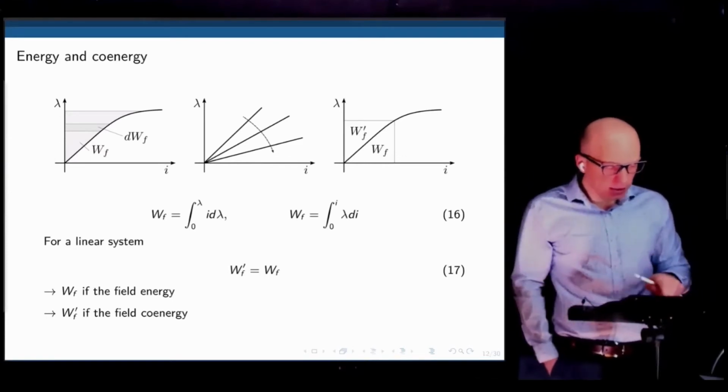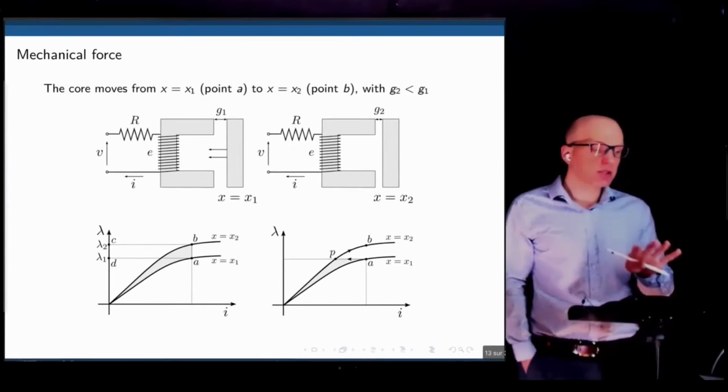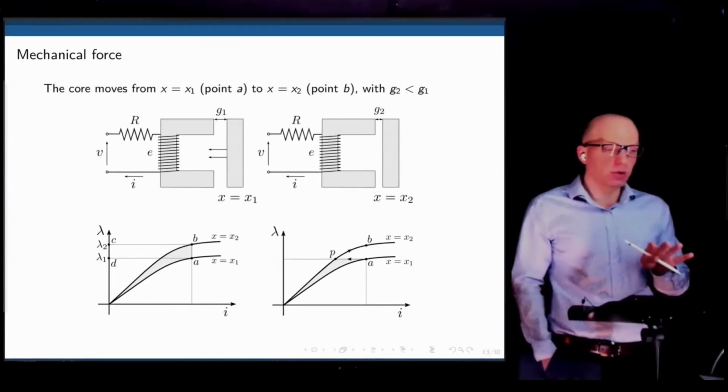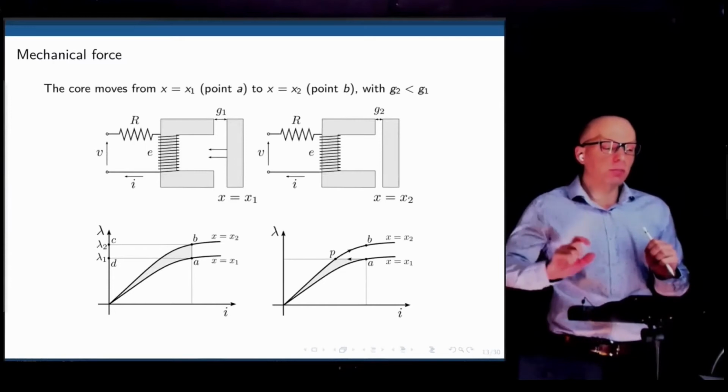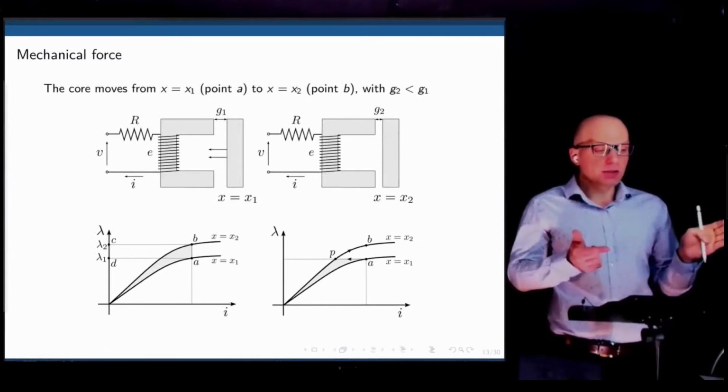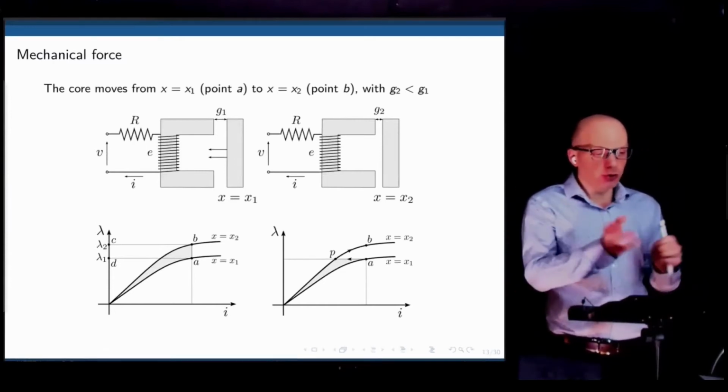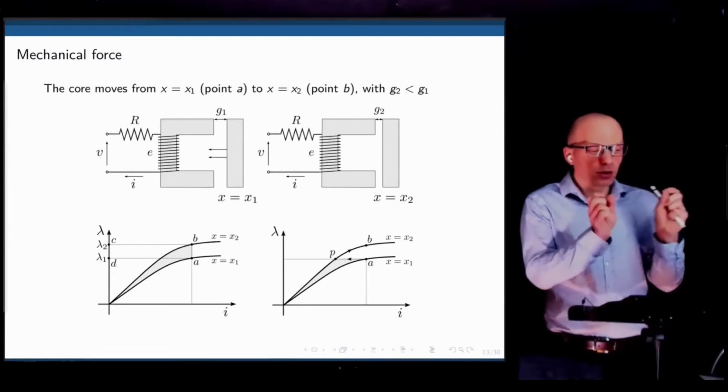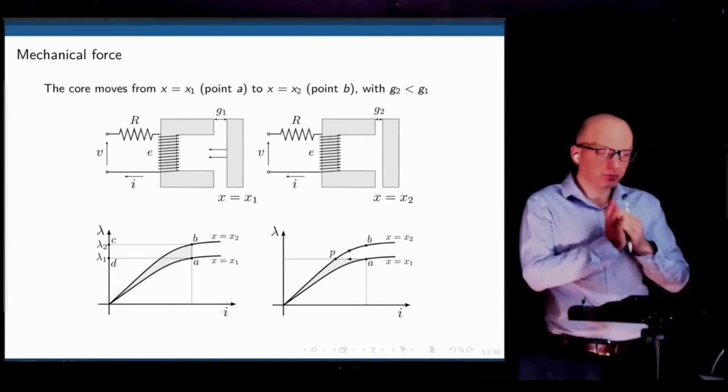So now let's study that in more detail. Let's consider the same solenoid that we had before, the same actuator we had before. Now let's assume that once we apply the voltage to this, the plate moves. It moves from G1 to G2. You see that the gap decreased, so the plate is closer to the core.